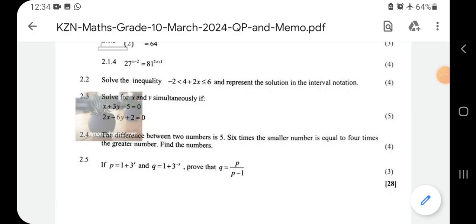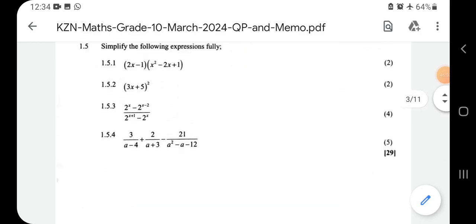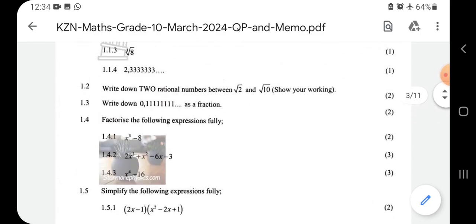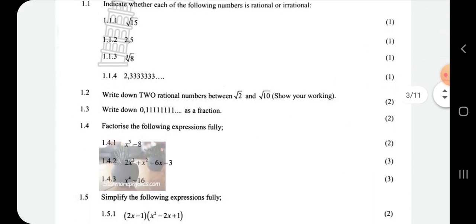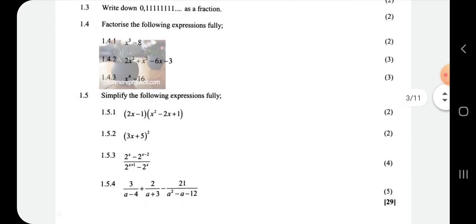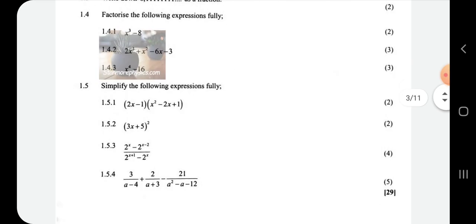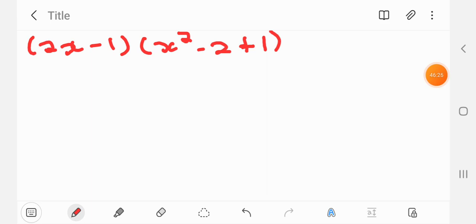Yeah, finally done with question 2. Now let's go to question 1. Guys, I'm not going to do 1.1, 1.2, 1.3, 1.4. No, I'll just do 1.4 and 1.5 in this question. So let's start with 1.5. Okay, 1.5.1 to 1.5.4. Write them down, do them, and come back. Let's mark them.